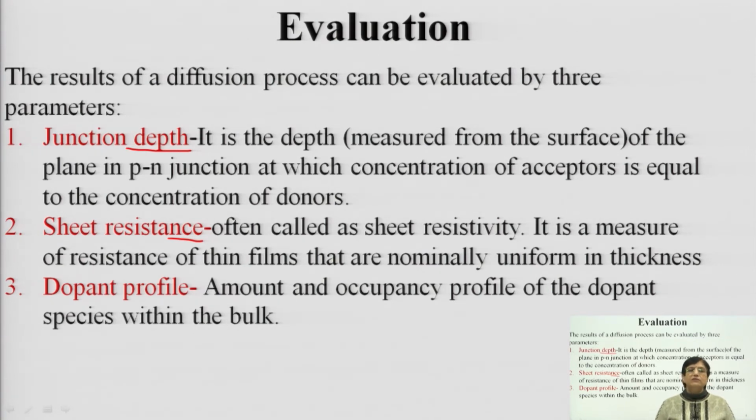And the third parameter is the dopant profile, which is basically giving you the area under the curve, the area where these charge carriers or dopant species have moved in, thereby altering the properties of the bulk material. So, the electrical parameters will change depending upon the concentration at which these dopant species have moved in.